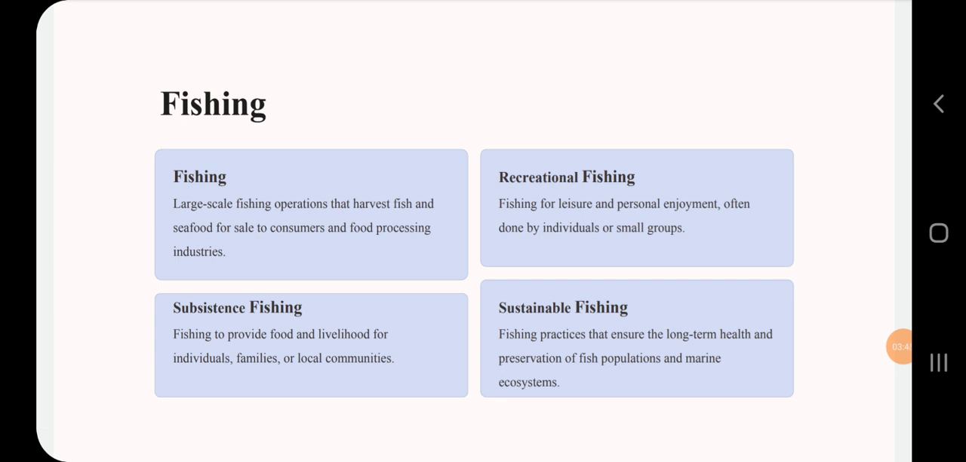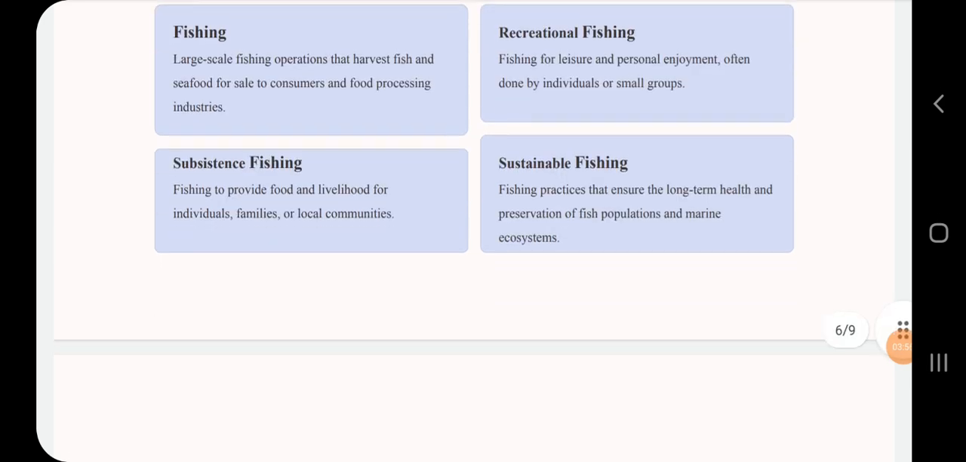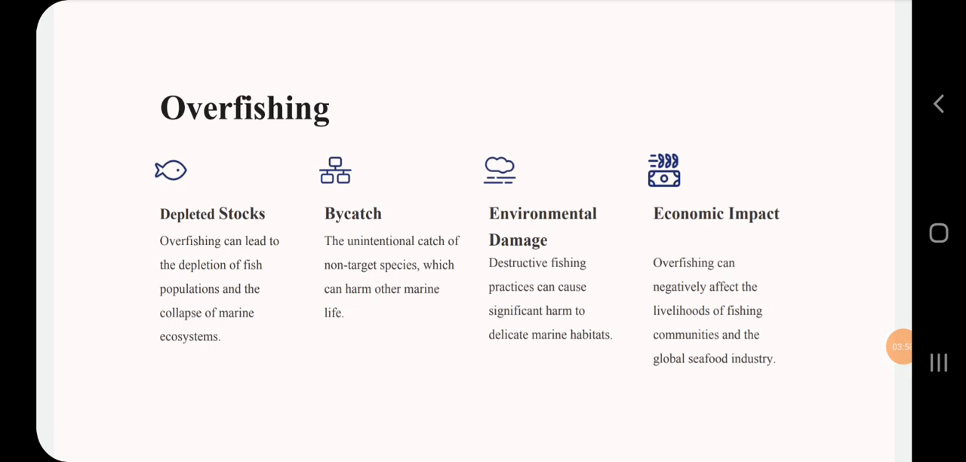Sustainable fishing. Fishing practices that ensure the long-term health and preservation of fish populations and marine ecosystems. Overfishing. Depleted stocks. Overfishing can lead to the depletion of fish populations and the collapse of marine ecosystems. Bycatch. The unintentional catch of non-target species which can harm other marine life.